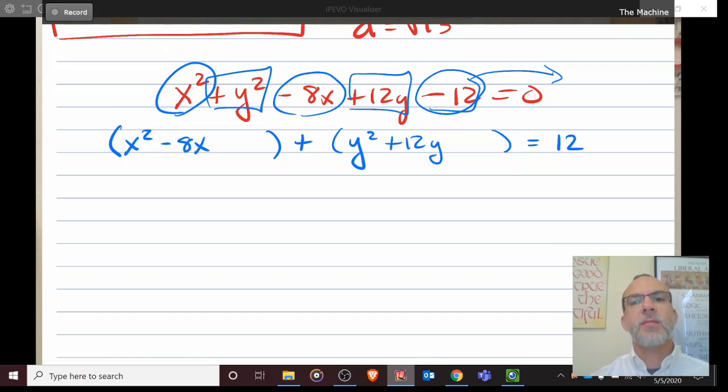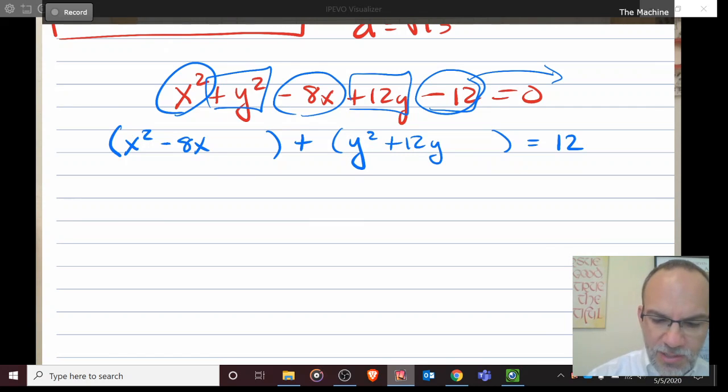Okay, there we go. Now I've got it set up to complete the square twice, once for the x group and once for the y group. But remember that whatever you do to one side of the equation, you must do to the entire other side. And now we can do it with other sides because I do have an equal sign there. So let me complete the square with the x.